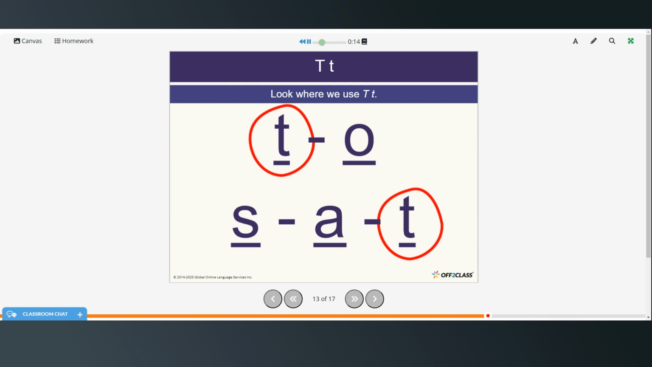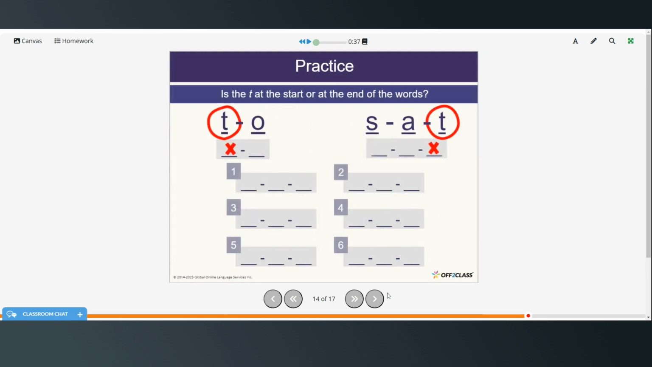T, u. Two. S, a, t. Sat. All right, so now we'll again practice to figure out whether the T is at the start or the end of the words. So listen and mark these down on your paper.